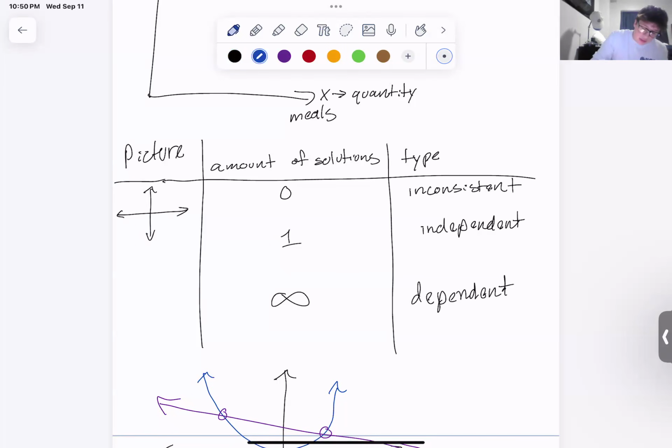So when there's 0 solutions, that means the lines are parallel. They're never going to touch. When there's 1 solution, that means they intersect. So they could intersect like that.